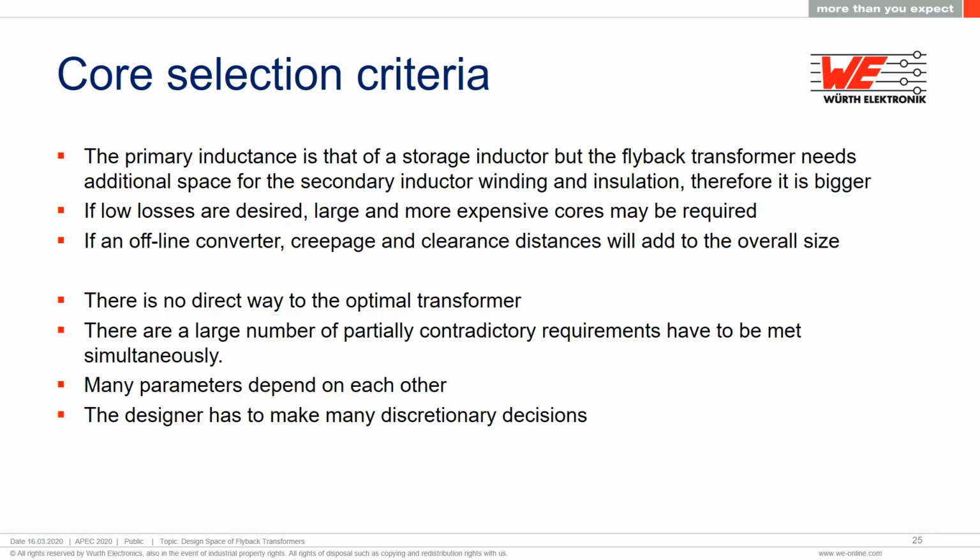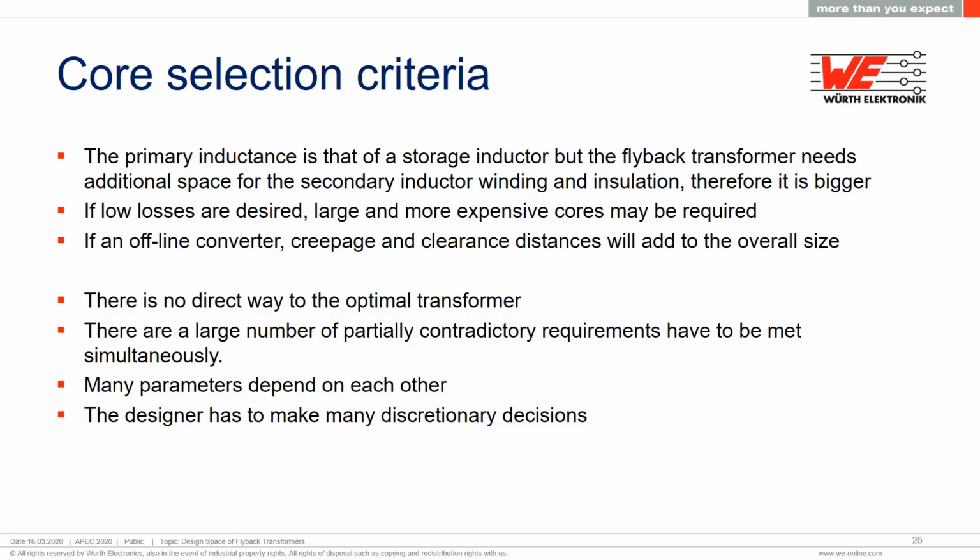Now that we know what our possible inductance range is, we have to select a core. In flyback, the primary inductance is that of a storage inductor, but the transformer needs additional space for the output inductor winding, which we call the secondary, and also for insulation. Rather than being a single inductor, which would be the smallest possible size, it's actually two windings on one core, so it has to be bigger.